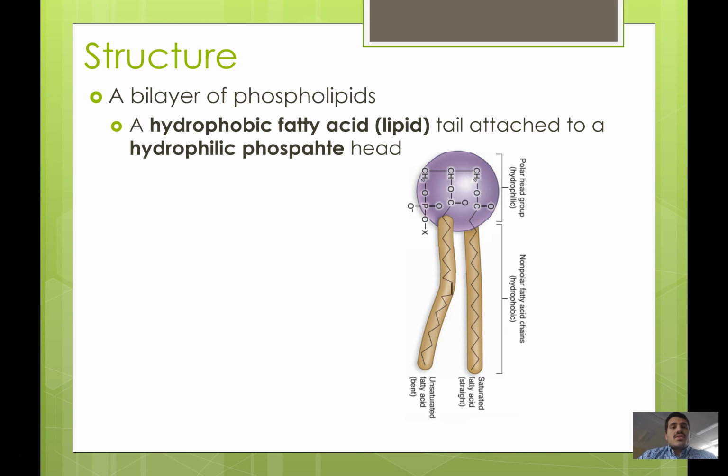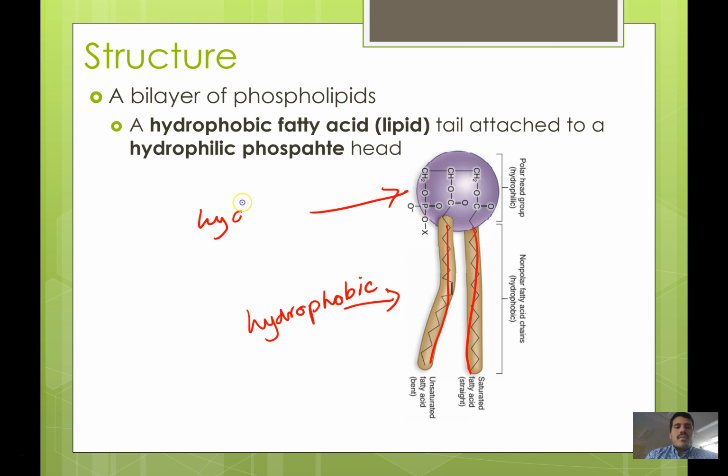Alright, so let's talk about the structure of these phospholipids. What phospholipids are, is a hydrophobic fatty acid tail. So that's this part here. Alright, so that's hydrophobic, which remember means scared of water, right? And it's attached to a hydrophilic phosphate head. That should say phosphate.